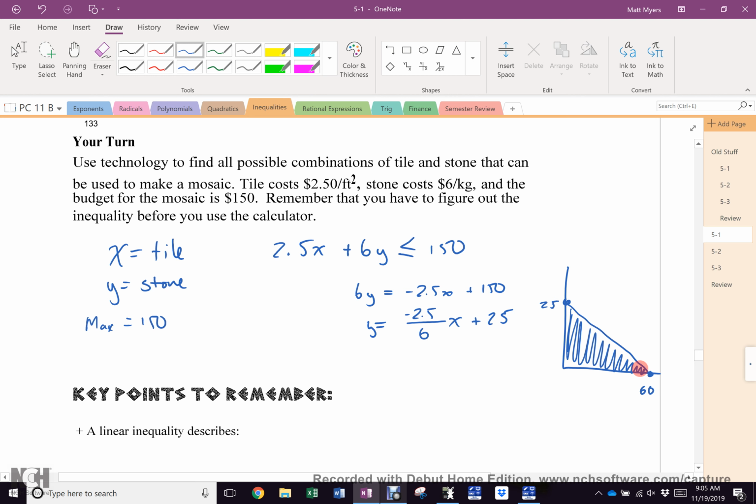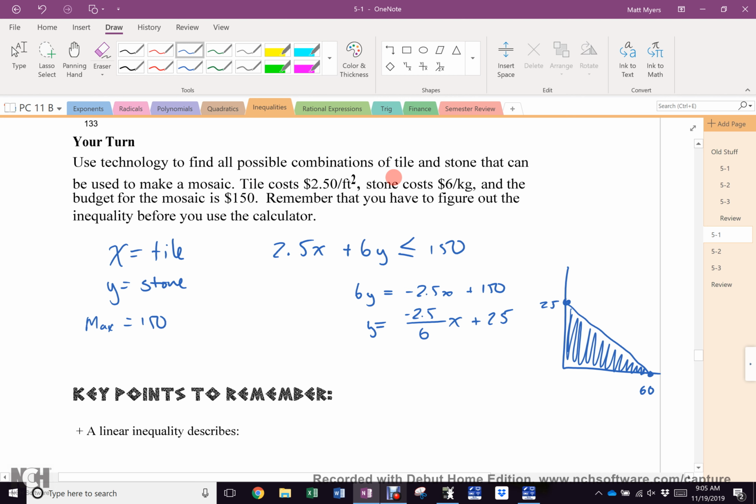Because I have to be below 150, right? So what are all the possible combinations? Could I buy 25 kilos of stone? Now remember, let's be realistic here. I am building a mosaic. I need tile and stone.